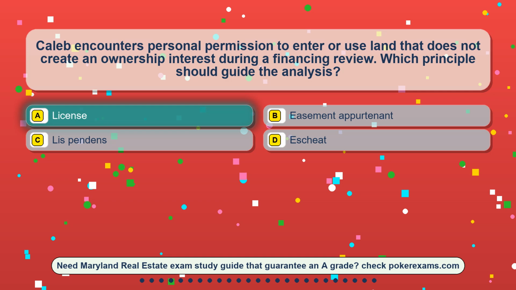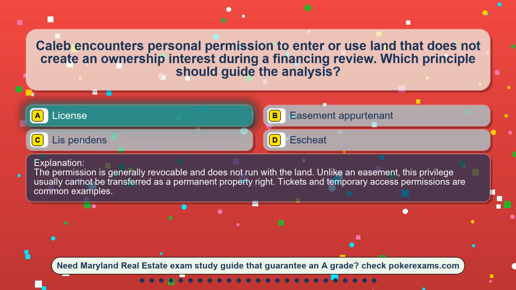The correct answer is option A, license. The permission is generally revocable and does not run with the land. Unlike an easement, this privilege usually cannot be transferred as a permanent property right. Tickets and temporary access permissions are common examples.